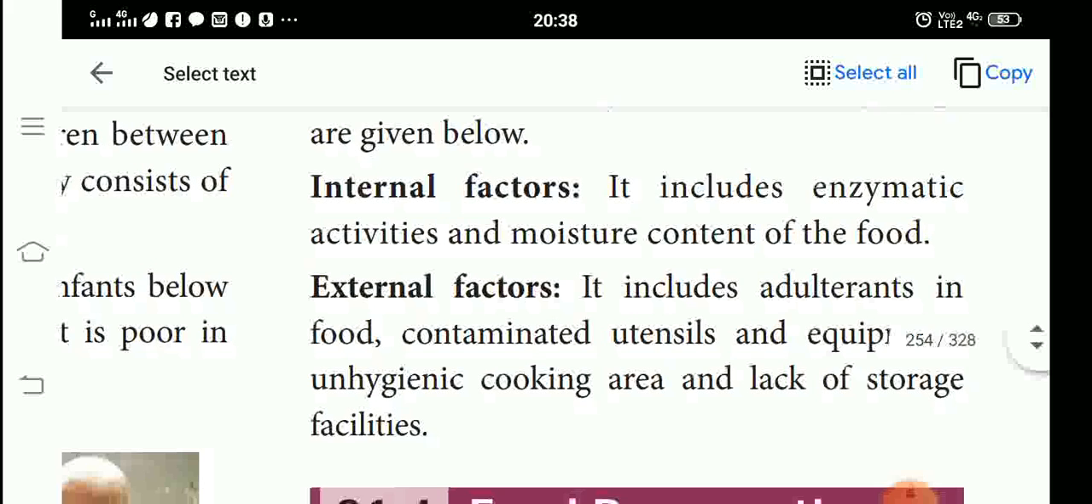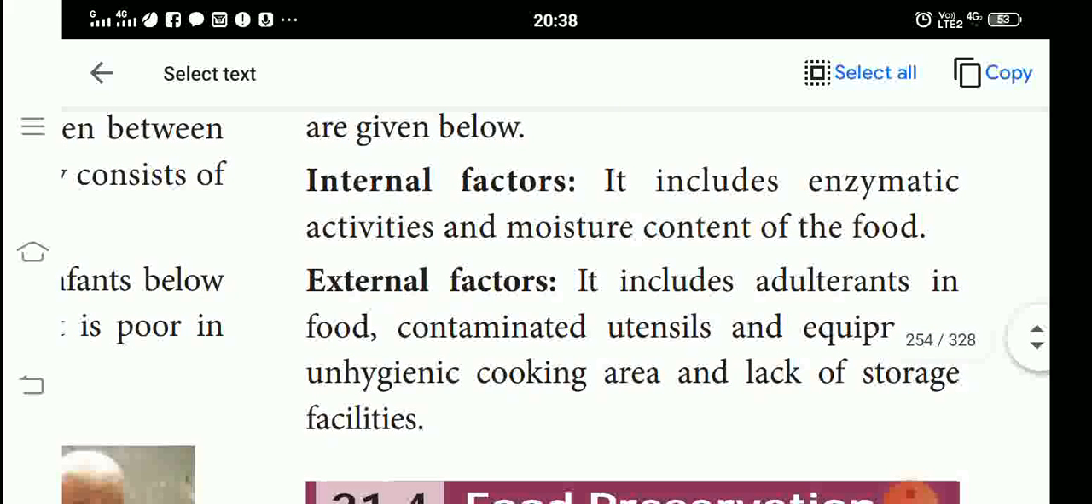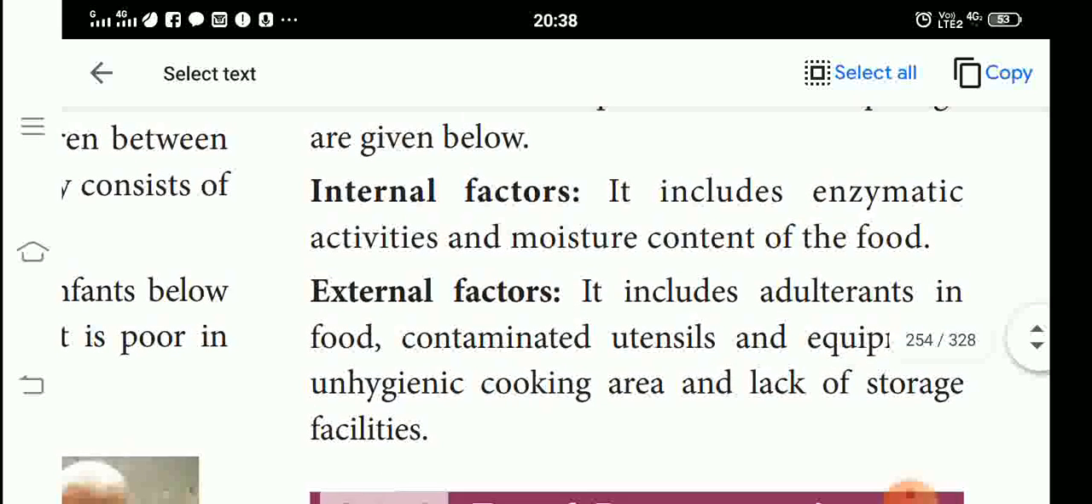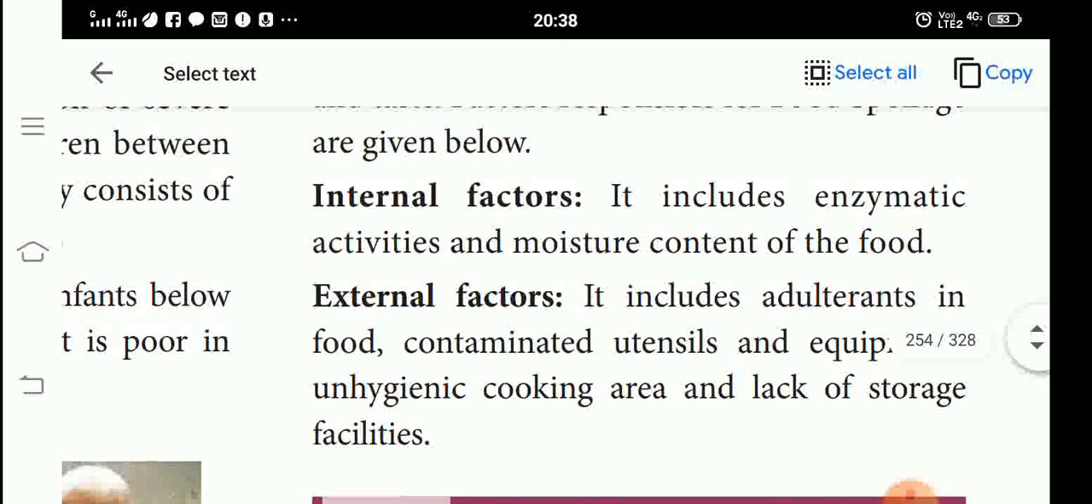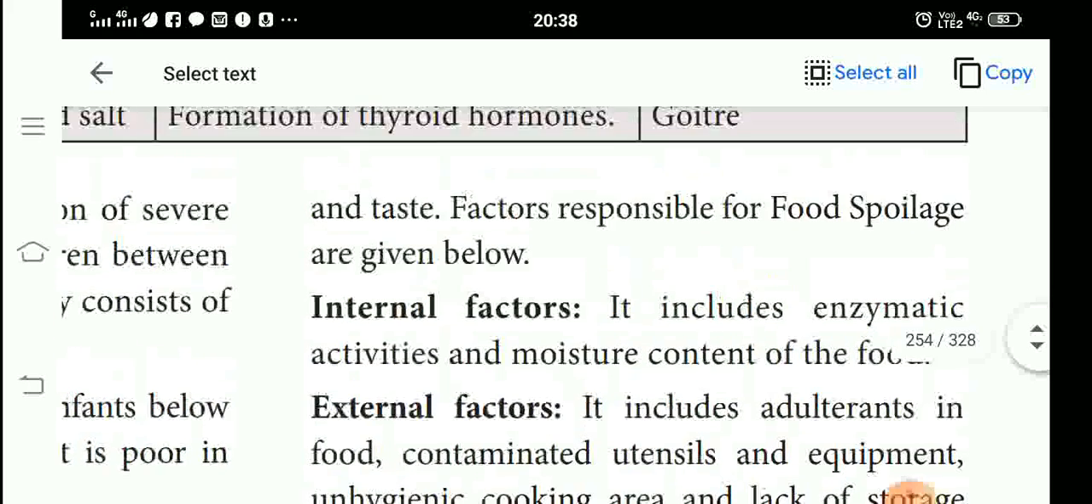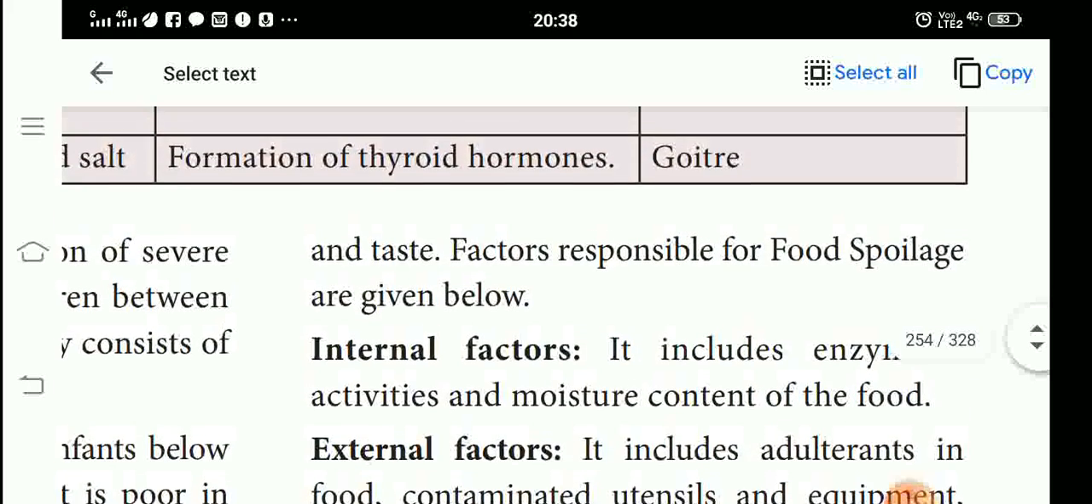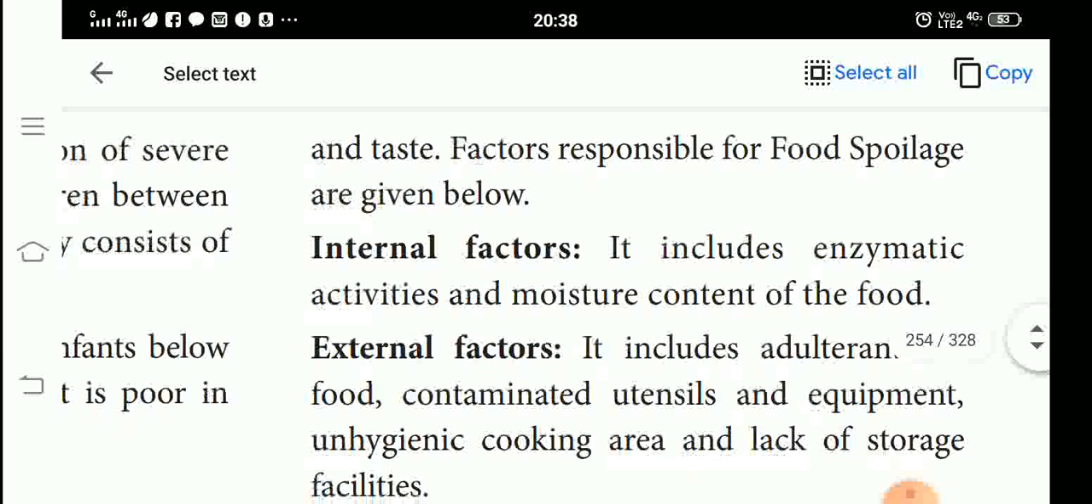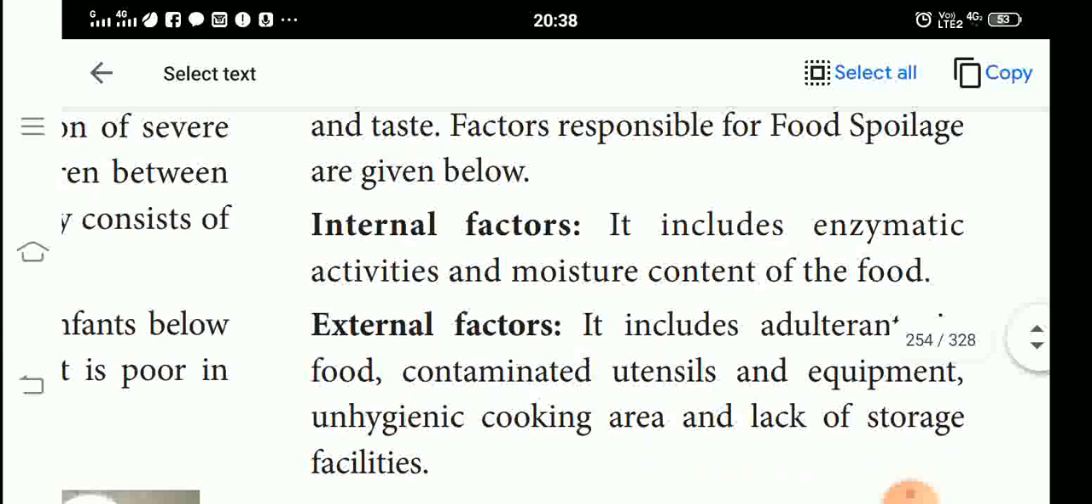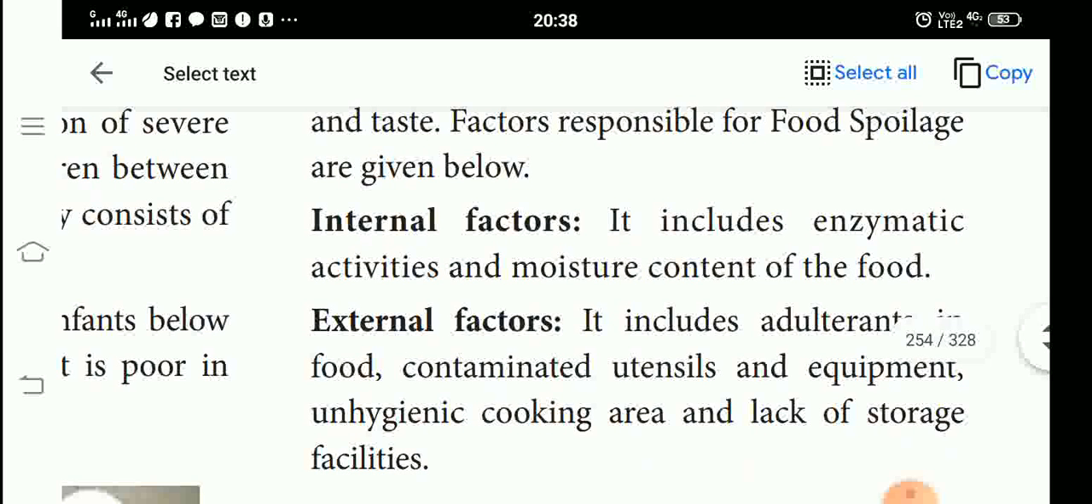If suppose in the morning we prepare dal rice, in the evening what will happen? It will be spoiled. Why? There are some enzymatic reactions that occur in the food, and they lead to spoilage. So these are all the external factors which create spoilage of the food. I hope you all understood what food spoilage is. There are two factors, that is, internal factors and external factors. These two factors are very, very essential for the spoilage of the food.